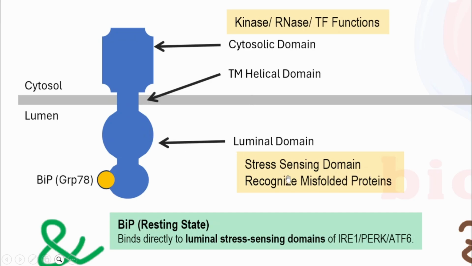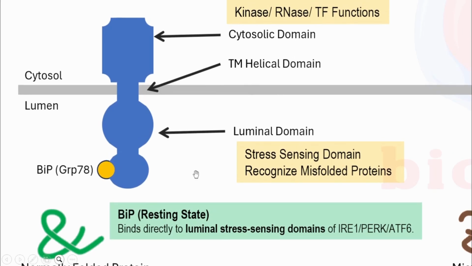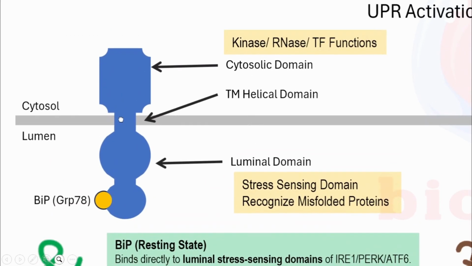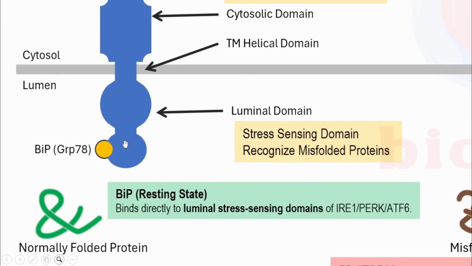In case of luminal domain, we have a stress sensing domain, and a specific domain to recognize the misfolded proteins as well. Normally, when everything is normal and ER is not under any stress, the BIP proteins, which are chaperones, have high affinity for this sensor and bind to it in the luminal domain. They have a specific binding site in the luminal domain. When proteins are normally folded, BIP binds with these stress sensors, and whenever BIP is bound, the stress sensor will be inactive.